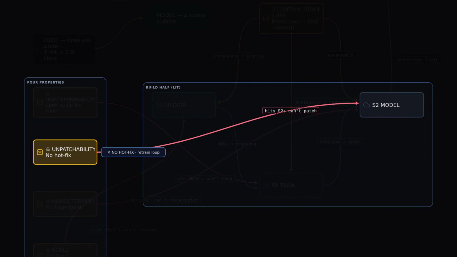Unpatchability. A patch.diff bounces off, there's no line to change. Instead, you retrain, retest, redeploy, days to weeks. Your response to an attack is structurally slow.